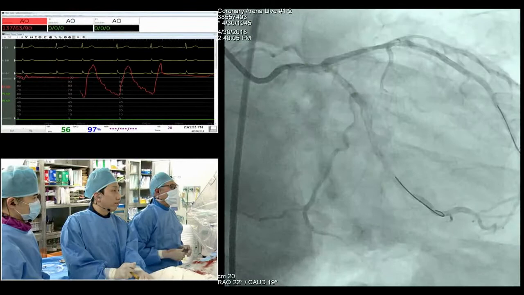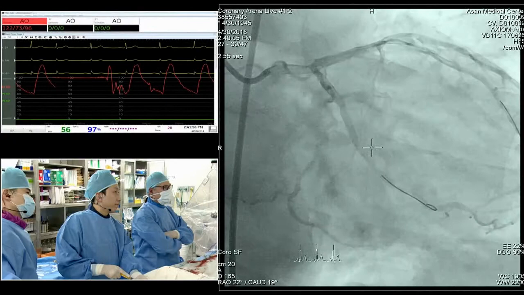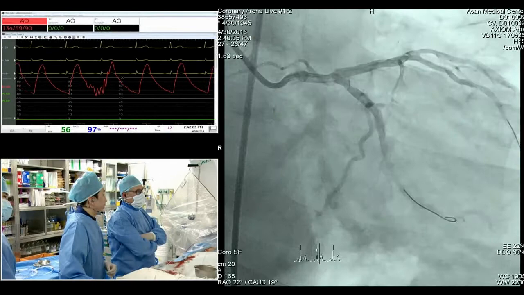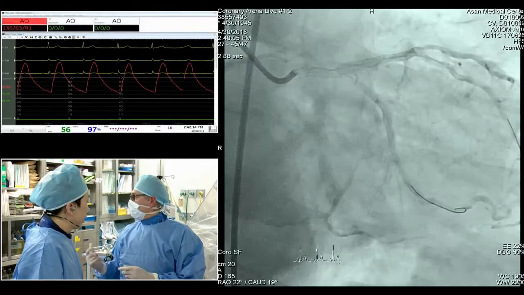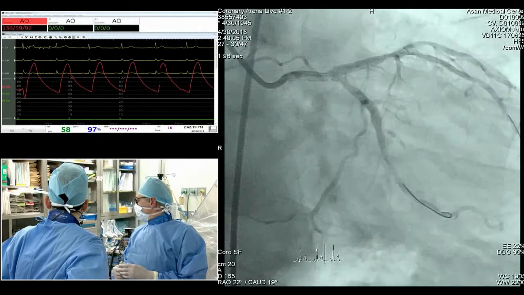Okay. So of course the size of the stent is too small. So we need to do a proximal optimization technique. And then, of course, there will be a debate. What should we do in the circ? Because probably angiographically, the result on the circ will be good. Is the 4.5 coming? 4.5? Yeah. 10. 10 or 8? 10. 10 is okay.